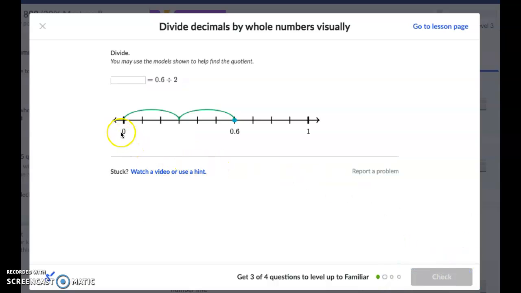In this example, they're showing that here we have a total of 0.6, and we want to split that into 2 chunks. So here's one, and here's the other. So how big is each chunk? Well, 1, 2, 3. So each chunk is 0.3.